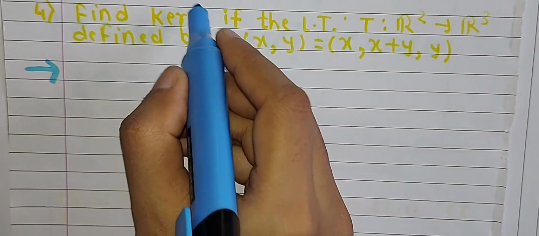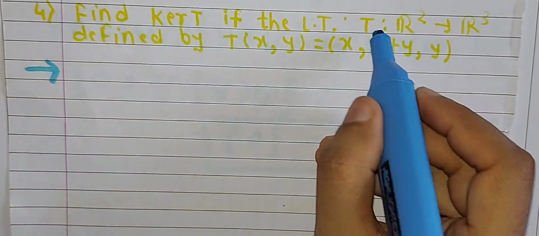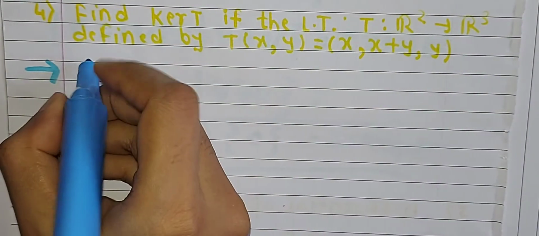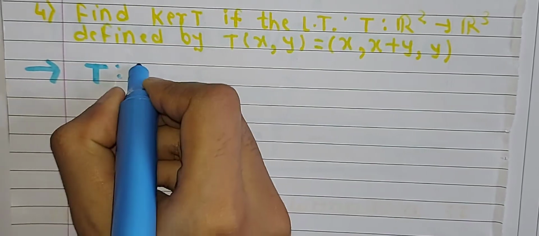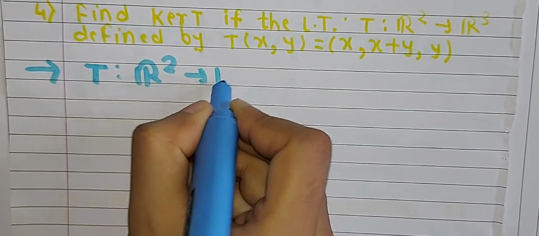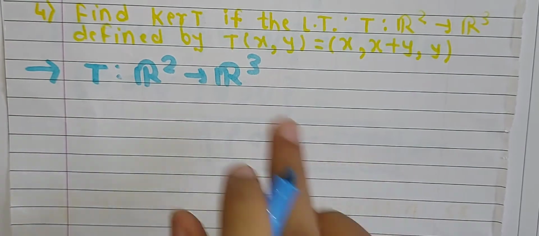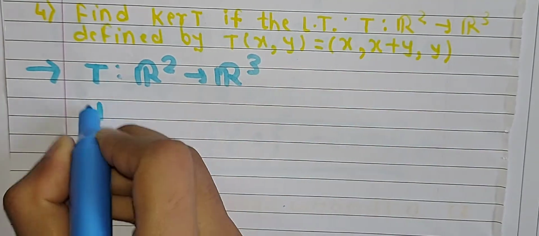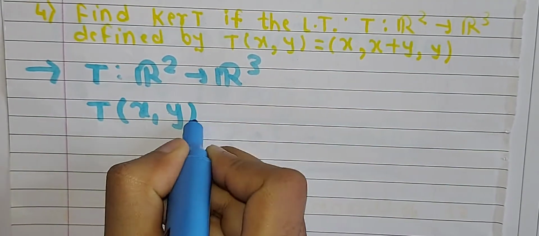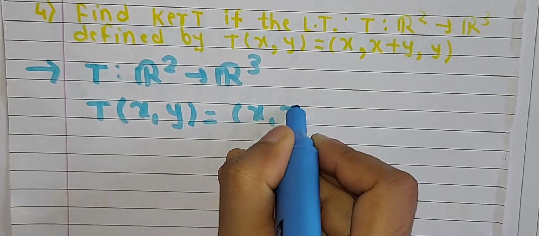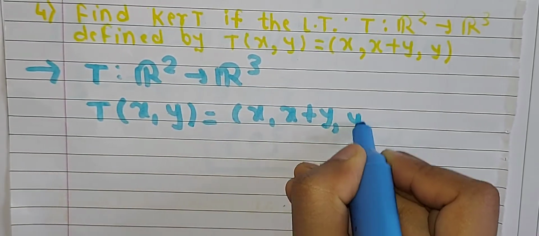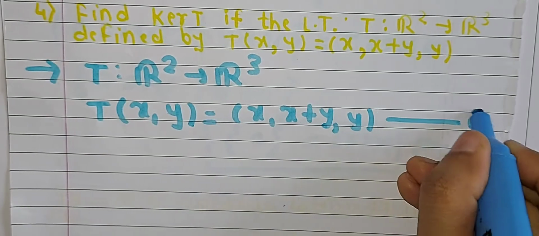Now we only have to find the kernel of T, where T is from R squared to R raised to 3. Therefore, consider the given conditions. Here we have T from R squared to R raised to 3. Also we have another condition: T of (x, y) is equal to (x, x plus y, y). We denote this as equation number 1.